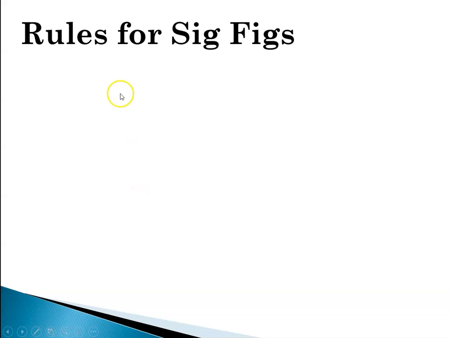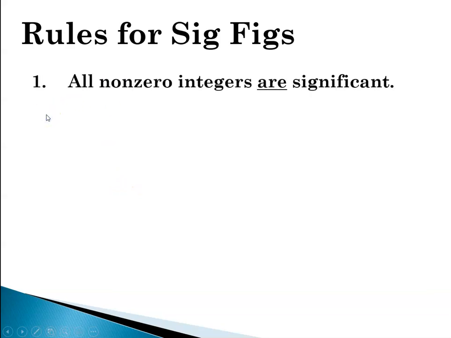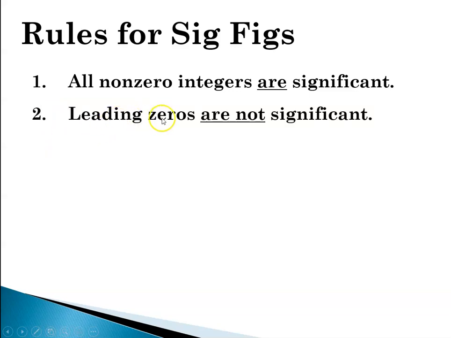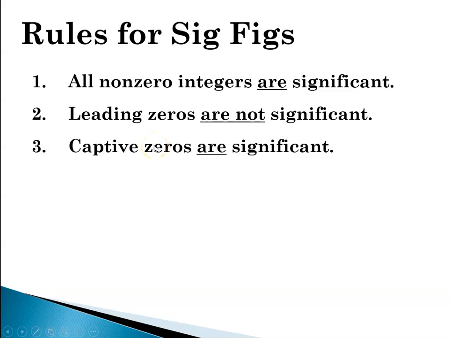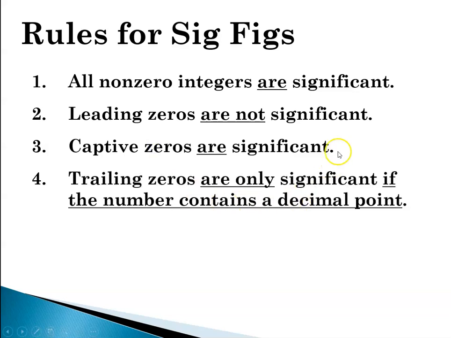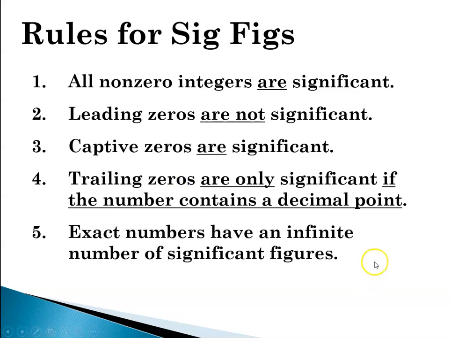So first of all, let's recall the rules for significant figures. First, all non-zero integers are significant. Leading zeros, so zeros that are at the left-hand side of a number, are not significant. Captive zeros, zeros sandwiched between two non-zero integers, are significant. Trailing zeros are only significant if the number contains a decimal point, so trailing zeros are zeros at the right-hand side of a number. And exact numbers have an infinite number of significant figures. And remember, exact numbers include counting numbers, and they include any conversion facts that you might have, like 1 week equals 7 days.